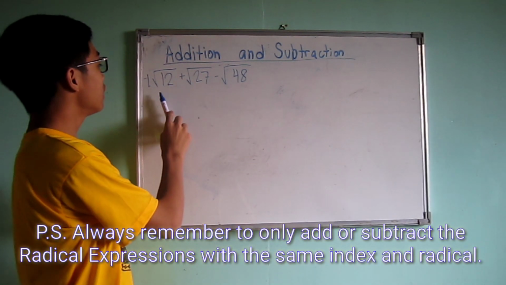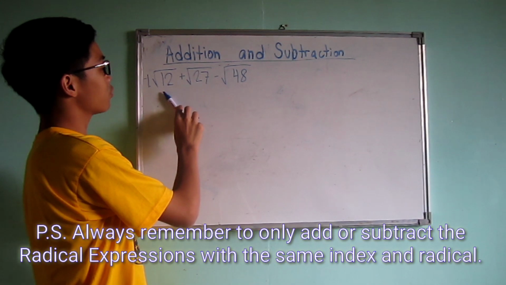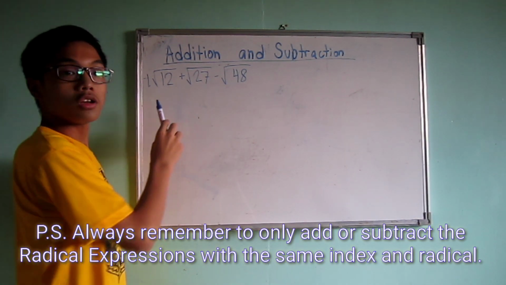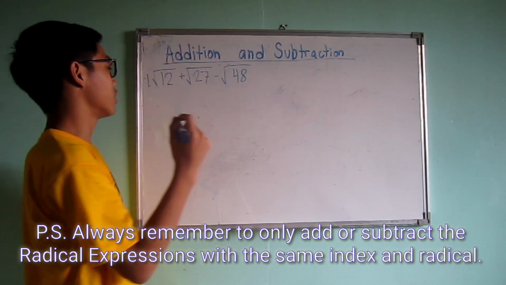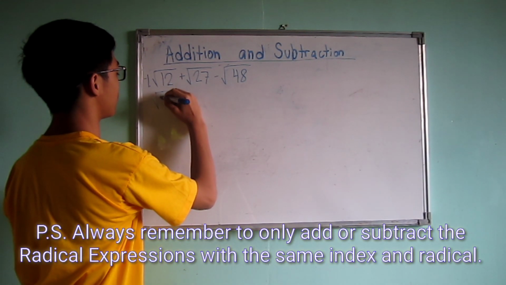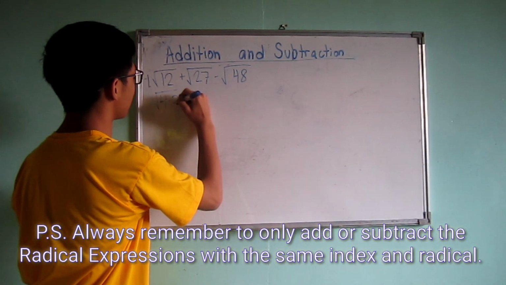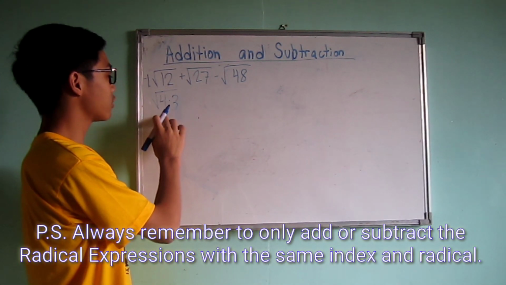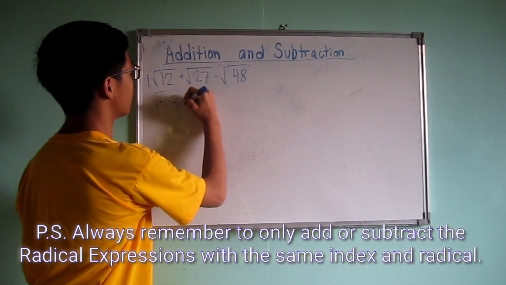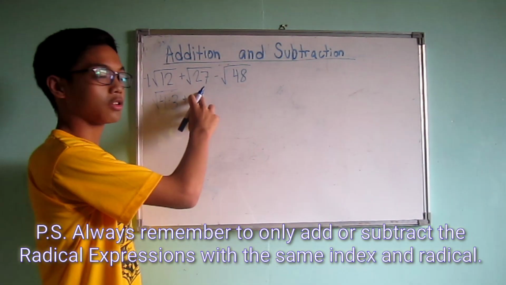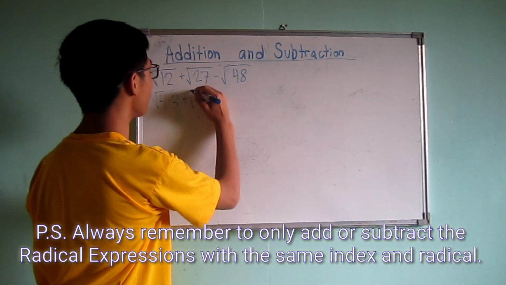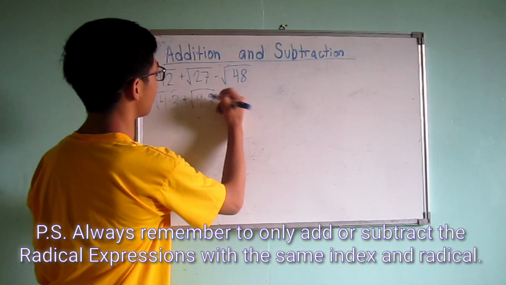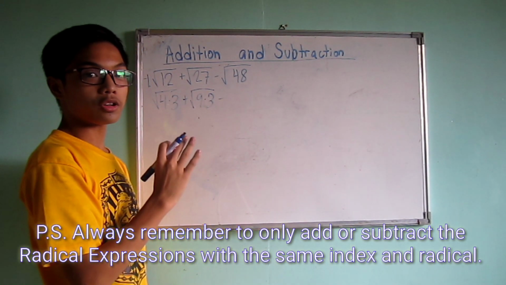Example number 1: square root of 12 plus square root of 27 minus square root of 48. Of course, square root of 12 is not a perfect square, so what you need to do is find a value that is a perfect square. So 4 times 3. 4 is a perfect square. Then 27 is also not a perfect square, so find a number that has a perfect square. So 9 times 3, minus also 48.